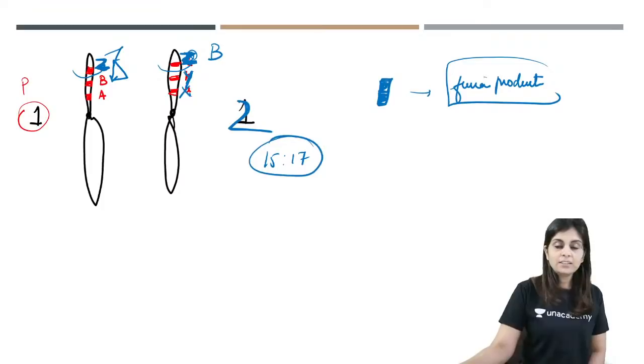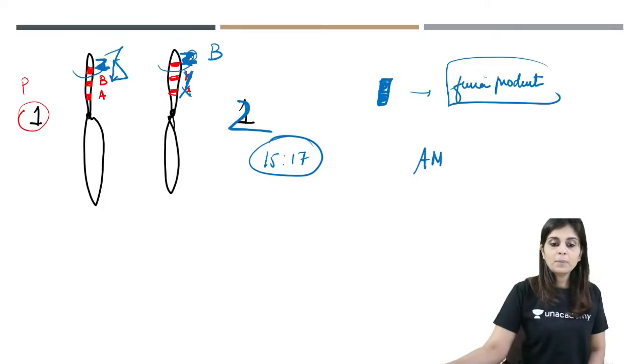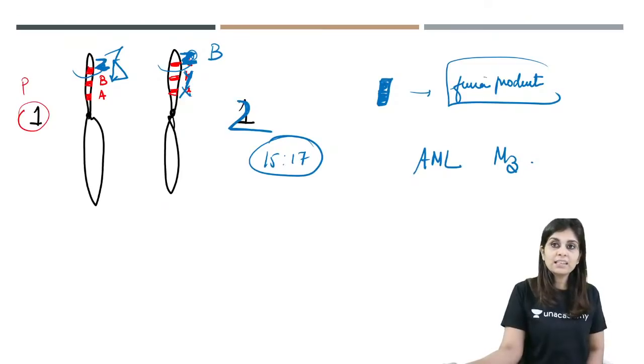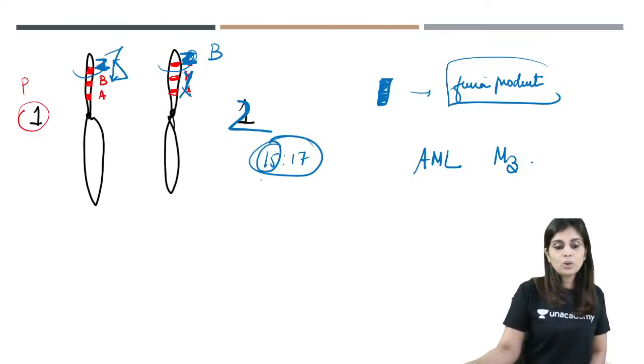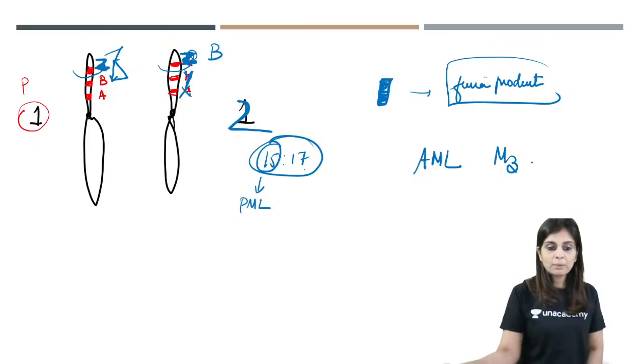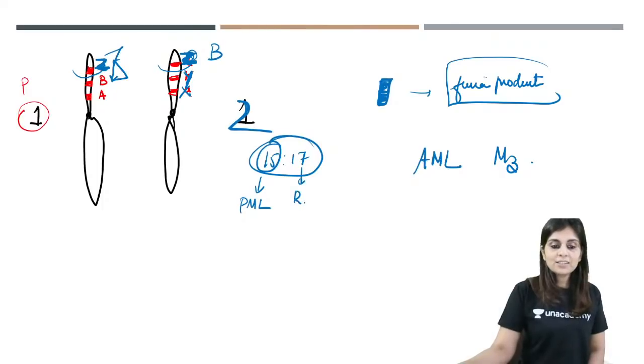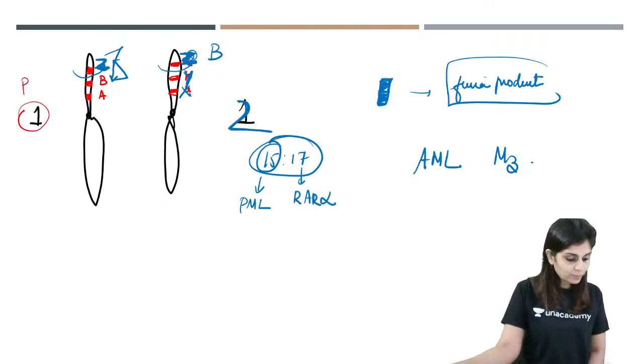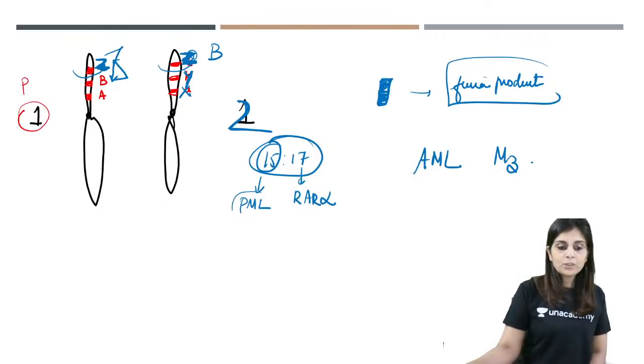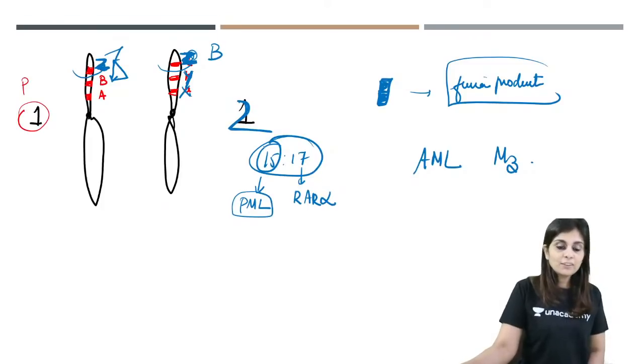15-17 translocation. Acute myeloid leukemia of M3 type, acute promyelocytic leukemia. What happens here? Chromosome 15 has the promyelocytic leukemia (PML) fragment, and chromosome 17 has the RAR alpha fragment. Very good. The PML fragment is present in chromosome 15 and the RAR alpha fragment is present in chromosome 17.